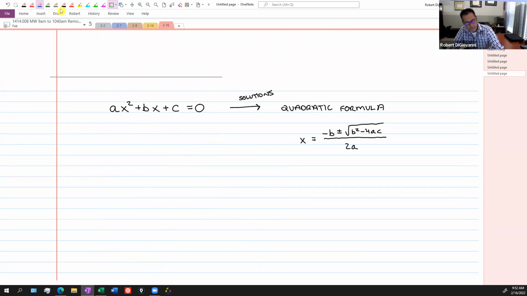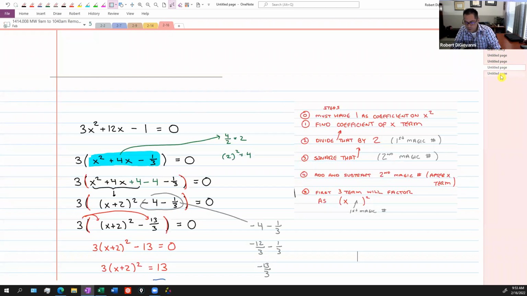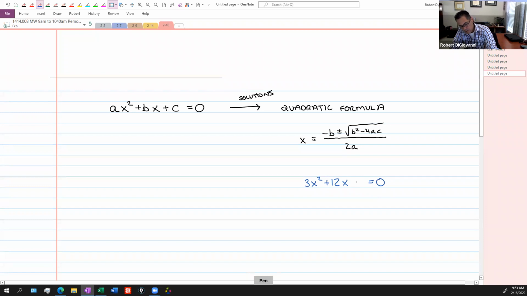If I take 3x squared plus 12x minus 1 equals 0, that's what we had. If I want to solve this quadratic equation, I can use this formula. I just need to identify that a is 3, b is 12, and c is negative 1, and then just plug it into this formula.